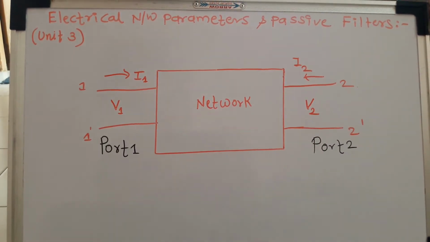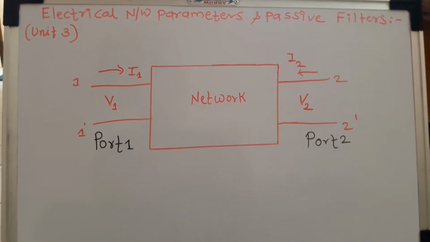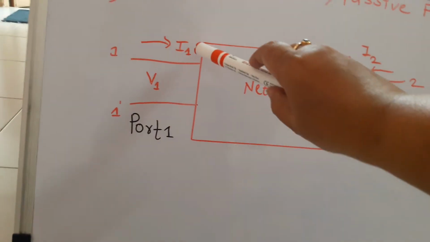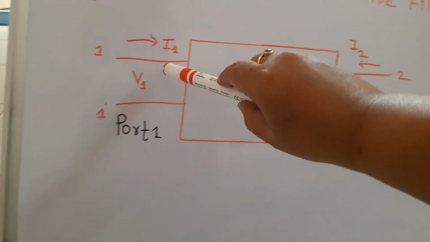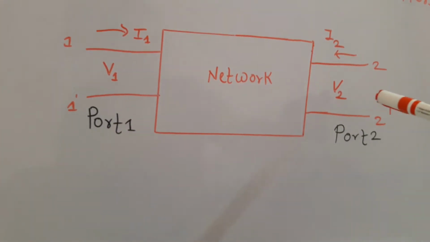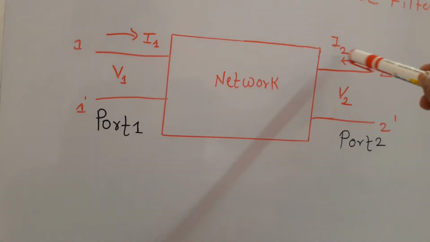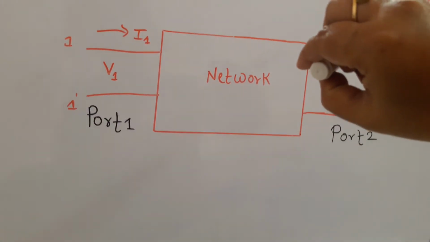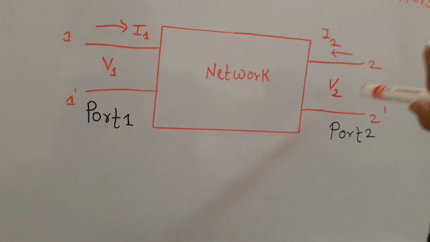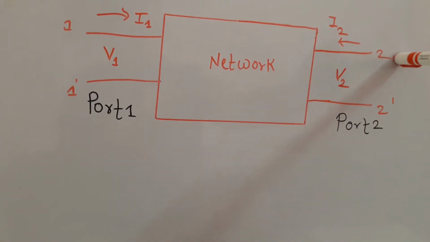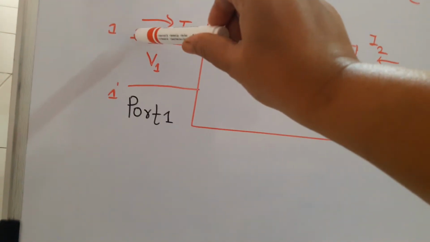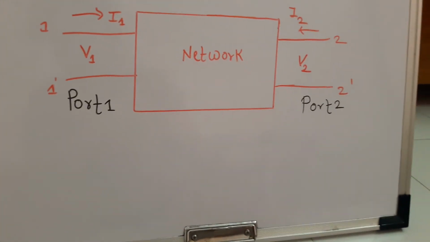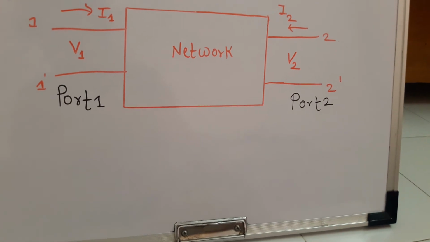If there are two pairs of terminals, we call it a two-port network. As shown in the figure, at terminals 1-1 dash, current is entering, and we can measure the input voltage. Here again current is shown entering the network, or we may show it outgoing from the network. So this is port number 2 with the terminals 2-2 dash, and this is port number 1 with the terminals 1-1 dash. So this is called a two-port network.